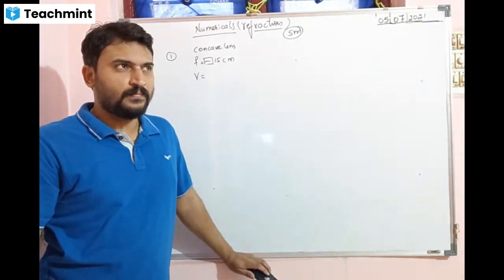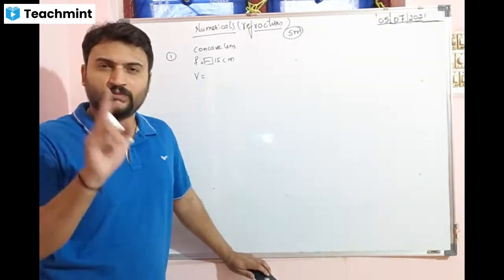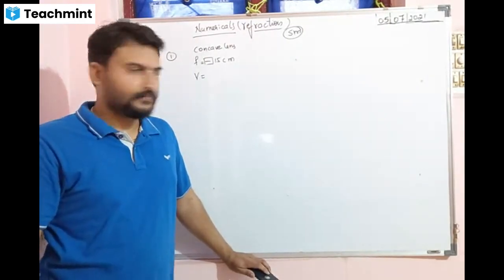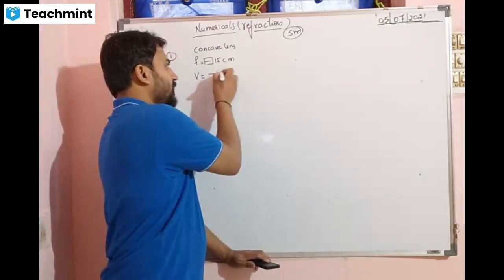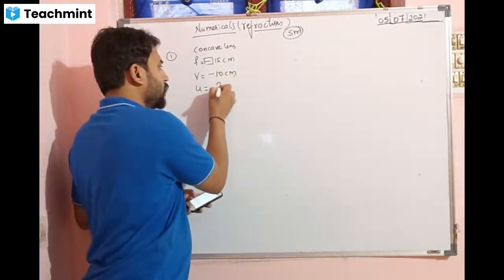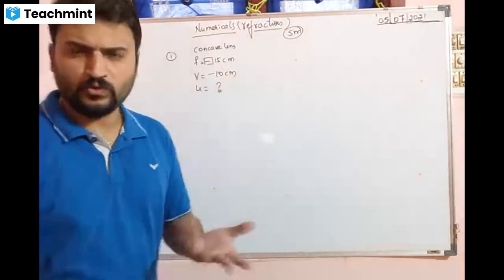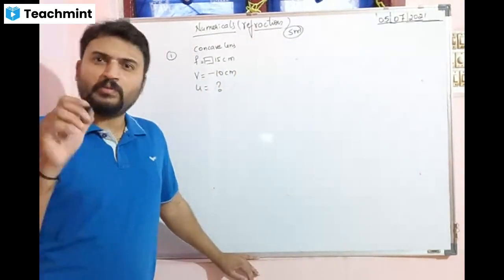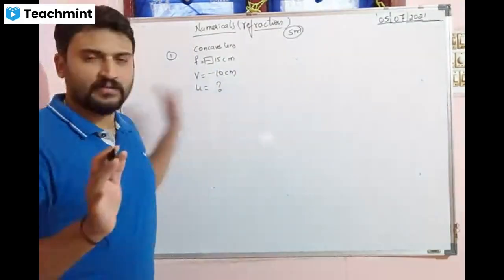Virtual image. Virtual means V should be positive or negative? Negative, so minus 10 centimeters. At what distance should U be kept? And tell me, U should always be negative only. Remember, for mirror as well as lens, U will always be negative because it is at the left side.